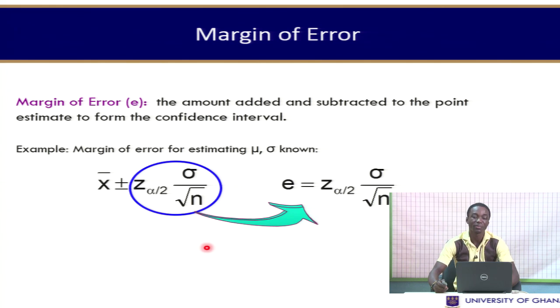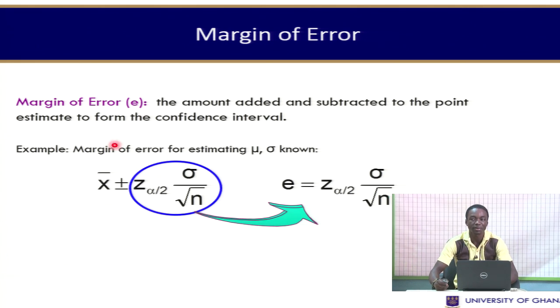We also have what we call a margin of error. If you go back to the relation for constructing the confidence interval, we said the confidence interval is the point estimate, which in this case is x bar for the population mean, plus or minus the critical value, which is z alpha over 2, multiplying the standard error. The product of the z value, or the critical value, and the standard error is what we term the margin of error. Therefore, the margin of error is the amount that is added to and subtracted from the point estimate to form the confidence interval.